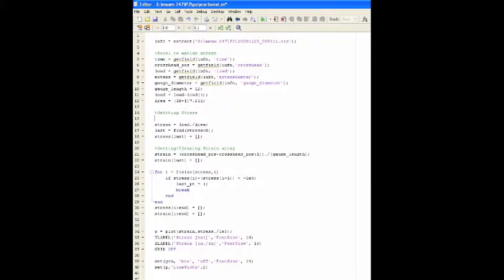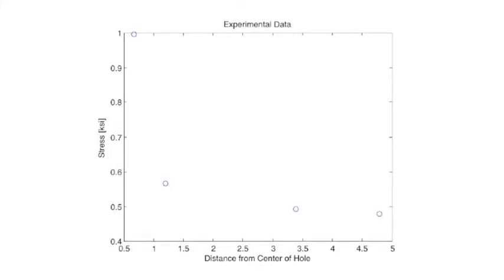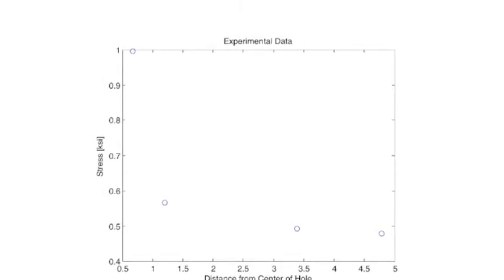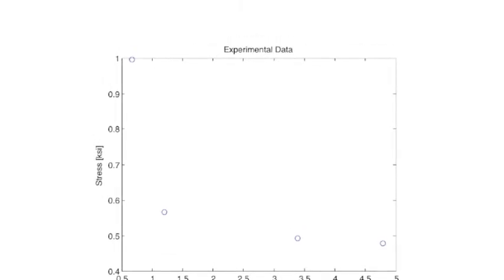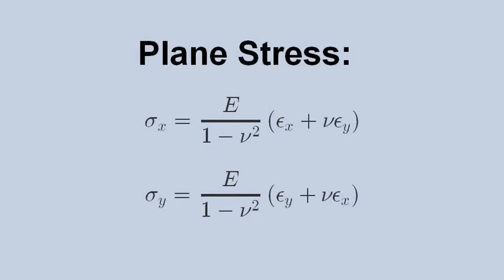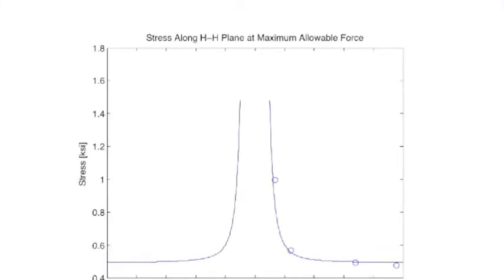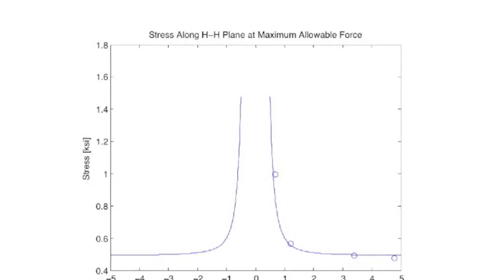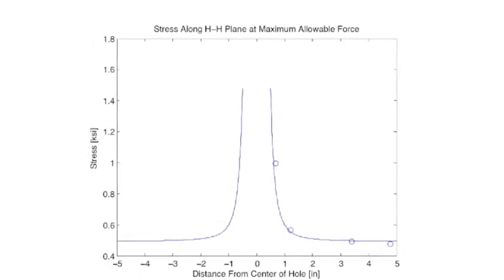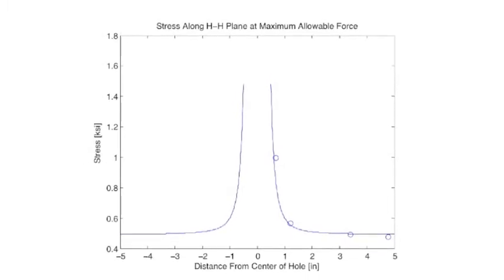The next MATLAB script takes values from the extensometers and produces points. The equation defining the plane stress in the Y direction at a certain point calls for two experimentally determined sets of data: the strain in the X and the Y direction at a distance from the center of the hole. Using the plane stress equation, four distinct sets of data were produced. The maximum value of each stress was taken, meaning the stress at the maximum allowable load was determined. These 4 points were plotted against their distance from the center of the hole.